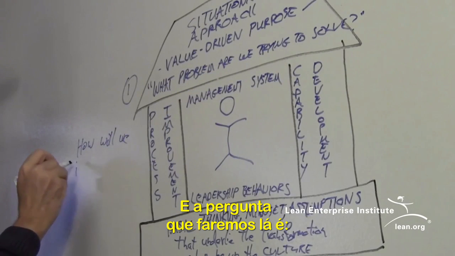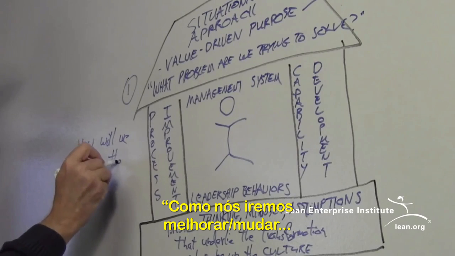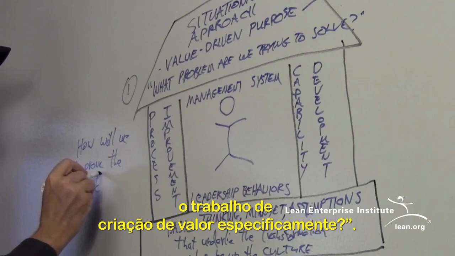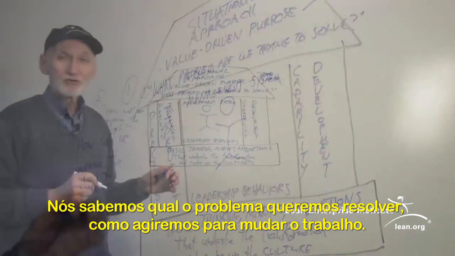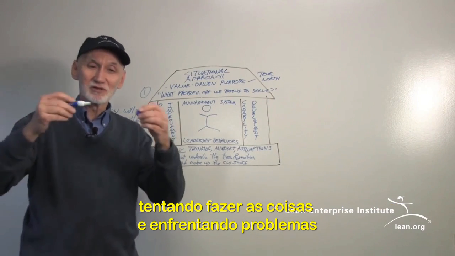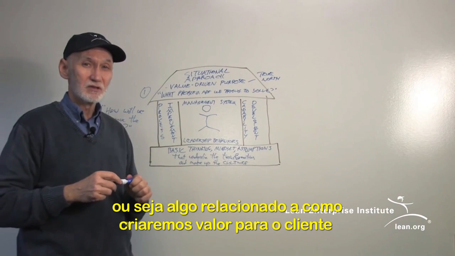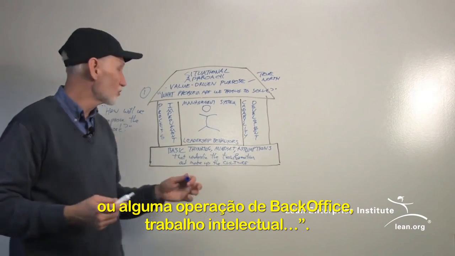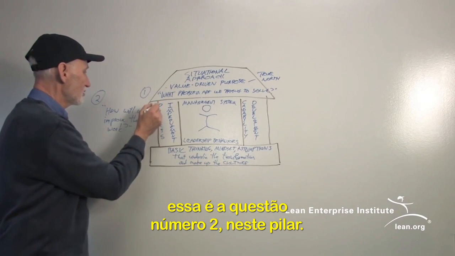And the question we're going to ask there is, how will we improve, how will we change the work, the value-creating work itself? We know what problem we're trying to solve, so how are we going to actually change the work? Whether it's a worker on the assembly line who's putting something together and having trouble, or whether it's something that relates to how we're going to provide value for the customer, or it's some back office operation, knowledge work, how will we change the actual work? That's question number 2, which relates then to this pillar.